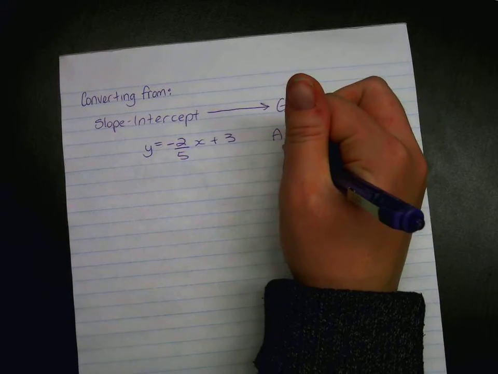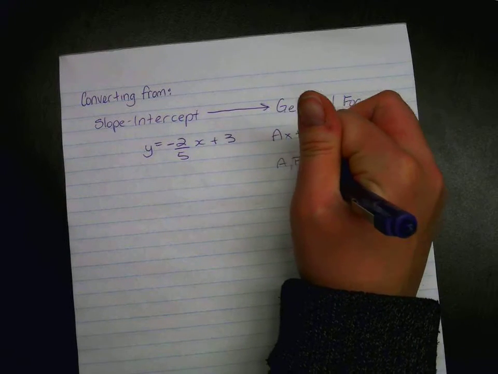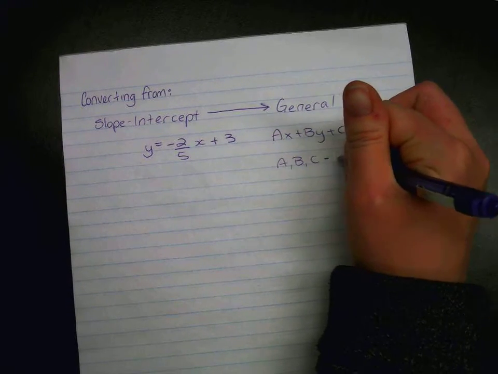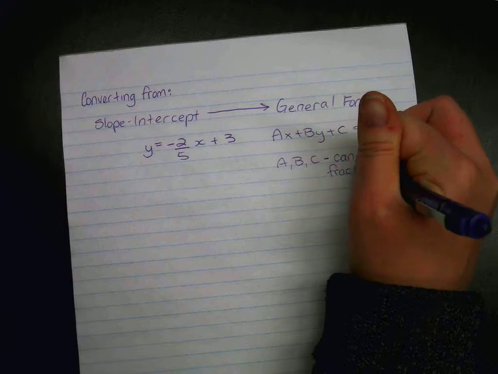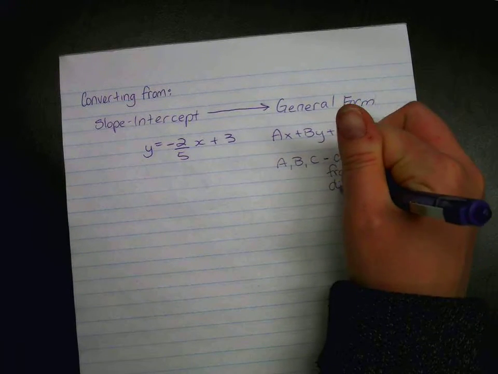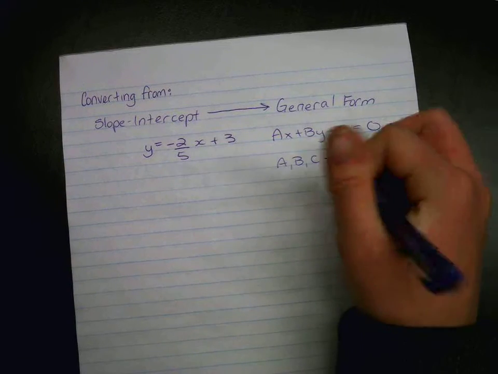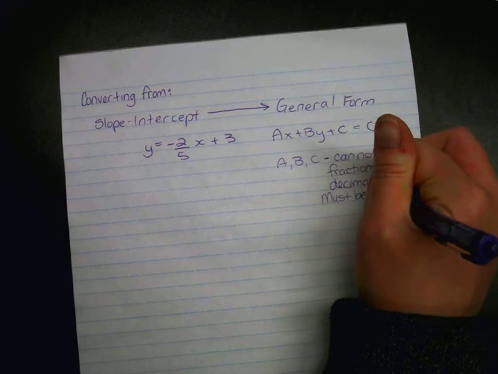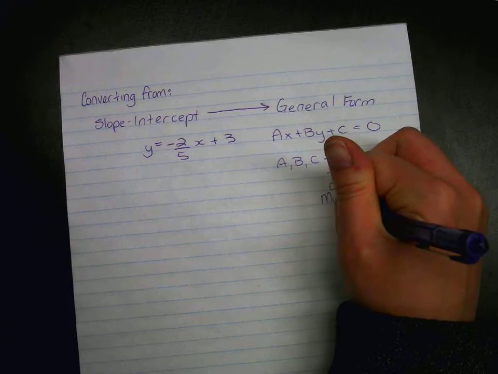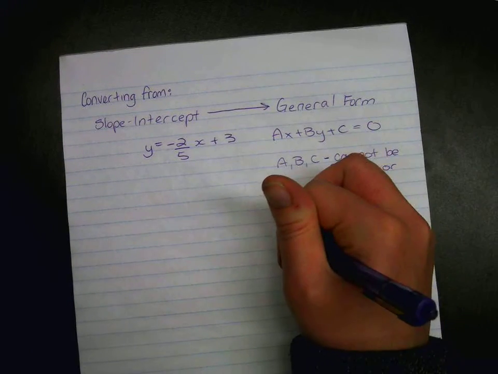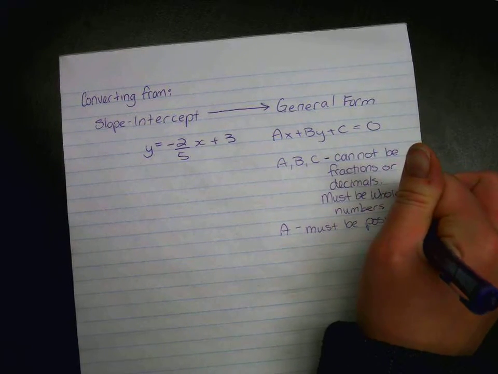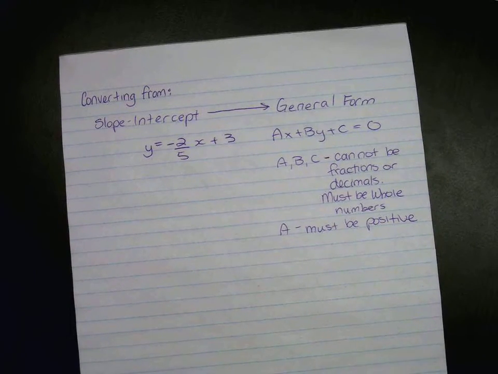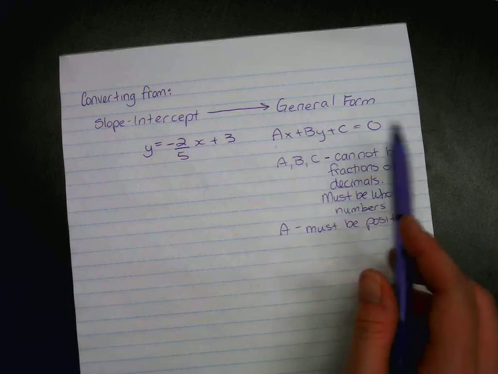And the rule is that a, b, and c cannot be fractions or decimals. So they must be whole numbers. And a must be positive. If you'll notice, in general form, everything's on one side of the equals. It doesn't matter if it's on the left or the right hand side.